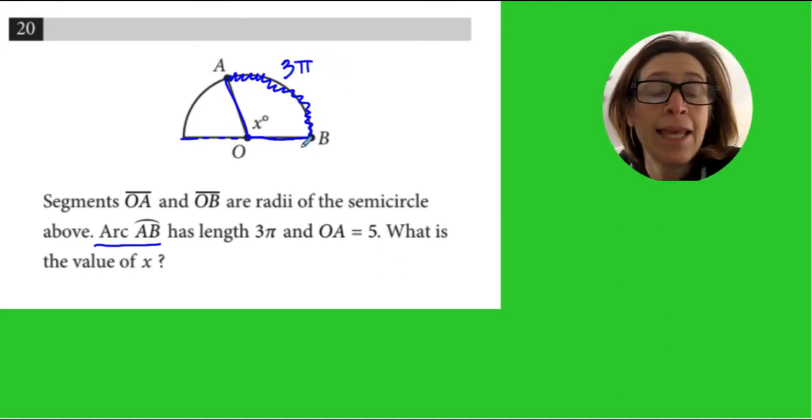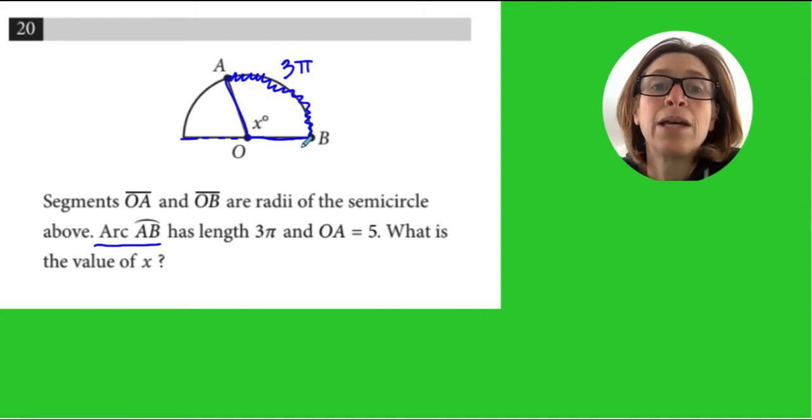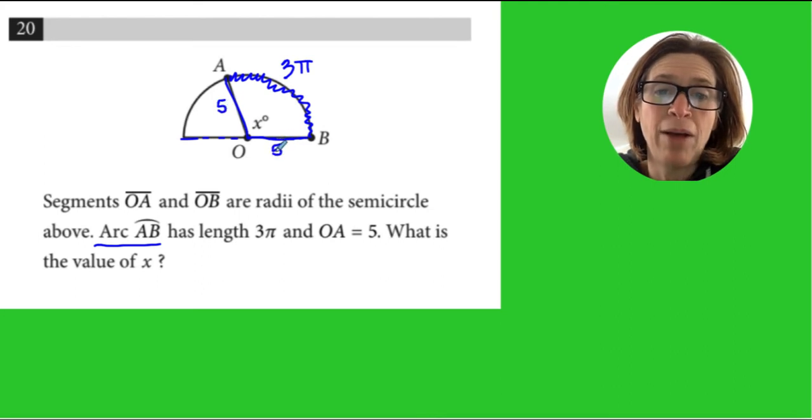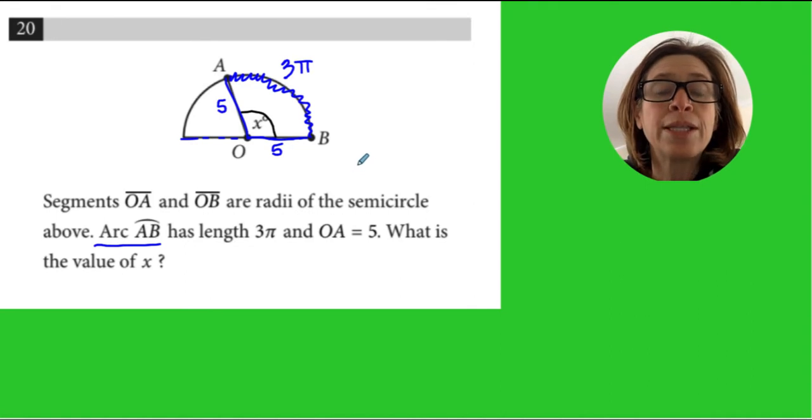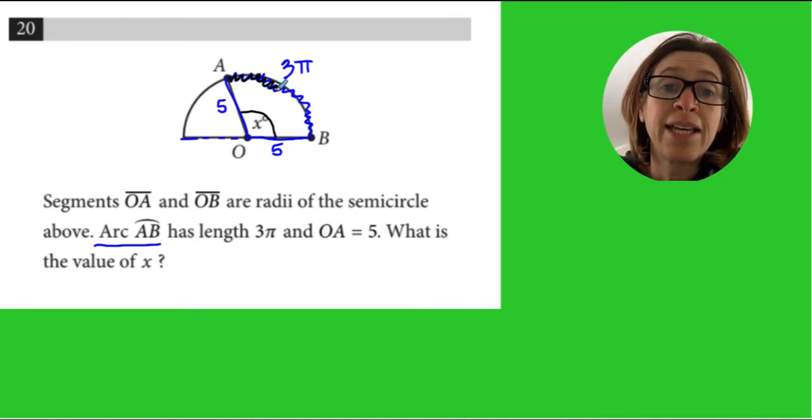Now, arcs have length, and they also have rotational measure, so a degree measure. And so that means it's a piece of the whole circumference of the circle. And then they said the radius OA is 5, which makes this 5 as well. What's the value of x? Okay, so x is a central angle. And if you've watched my videos on circles, the central angle tells me the proportional relationship for the whole circle, and the arc is a proportion of the whole circle as well.